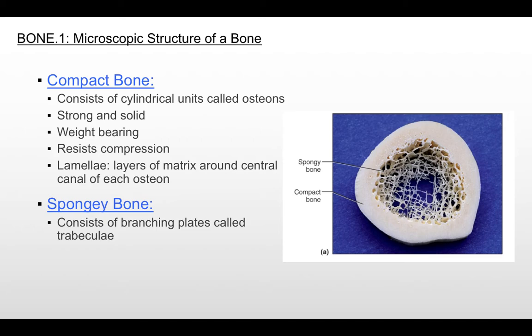Spongy bone, on the other hand, is just very thin branches of osseous tissue surrounding these really gaping cavities. The little branches that you see are called trabeculae, this word right here. So that's the name of the branches of spongy bone. Spongy bone is somewhat flexible, and like I said, it allows for bone marrow to exist in the center of the bone to produce blood.